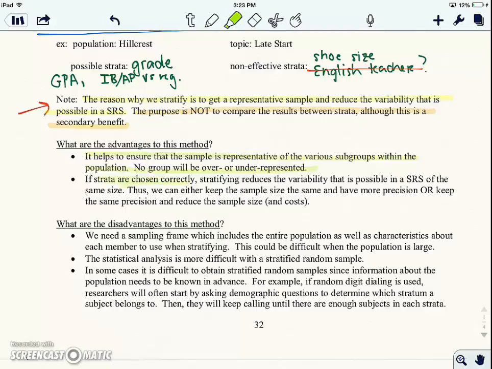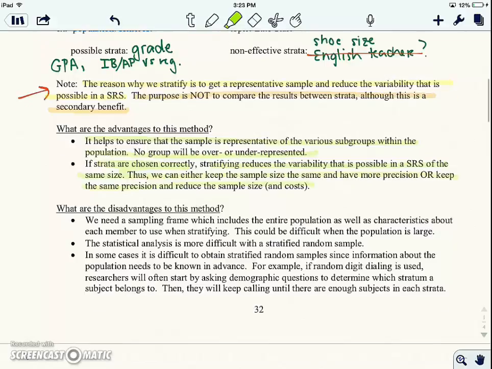If strata are chosen correctly, keyword chosen correctly, stratifying reduces variability of a simple random sample of the same size. Thus, we can either keep the sample size the same and have more precision, or keep the precision and reduce the sample size. We'll talk about that later.